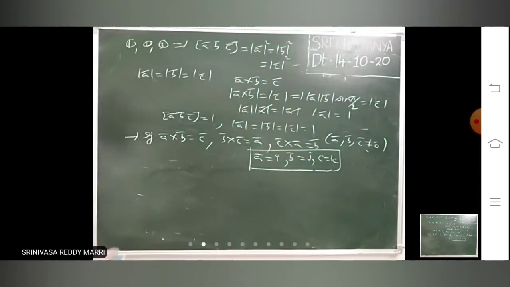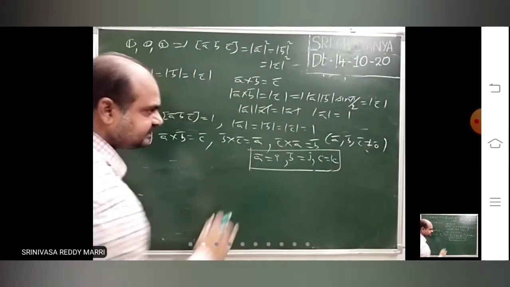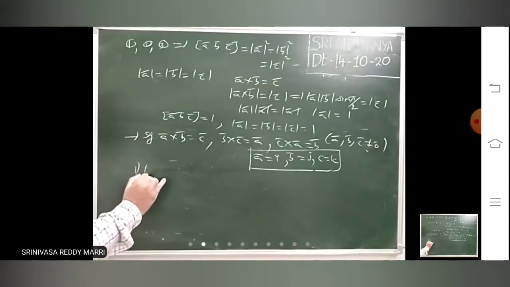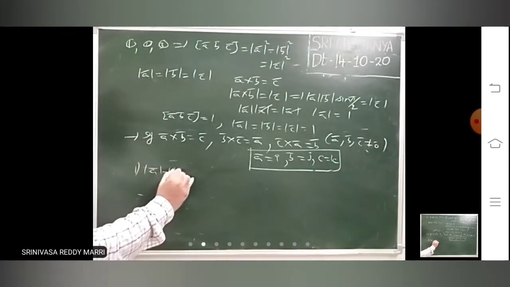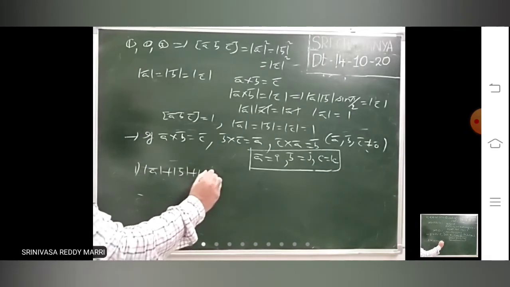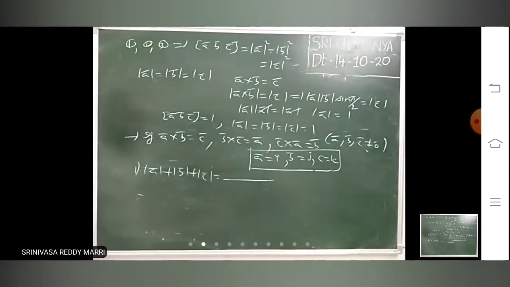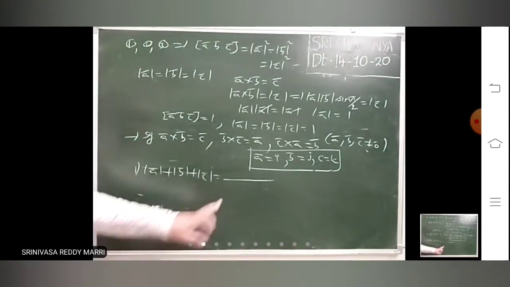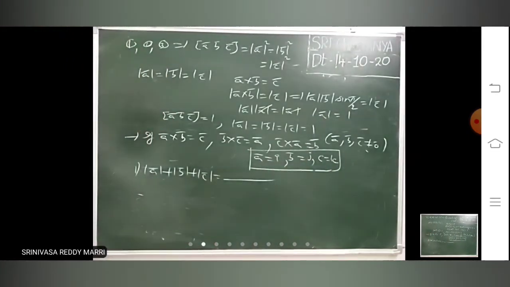So one passage I will give. Look, this is the equation given, number 1: modulus A bar plus, equal to dash. Let us say he has asked like this. Take this I, take this J, take this K. 1 plus 1 plus 1. What is that? 3.